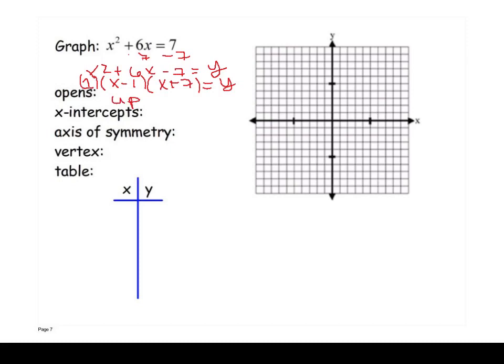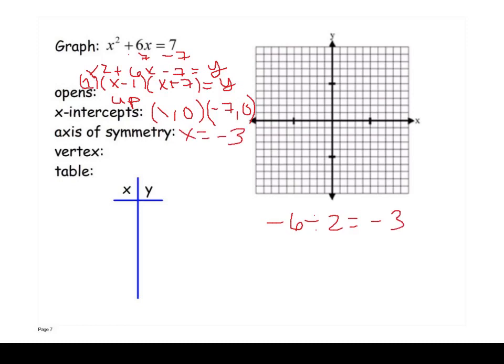Our x-intercepts are found again by taking the zeros of my factor groups. So x minus 1 is equal to 0, or x is equal to 1, and that's then x-intercept of 1, 0, and then x plus 7 is equal to 0, or x is equal to negative 7, 0. We find our axis of symmetry by adding these two x's and dividing them by 2, which is 1 minus 7 is equal to negative 6, divided by 2, which is equal to negative 3. So my axis of symmetry is equal to x equals negative 3.